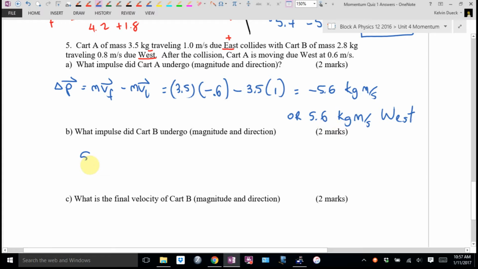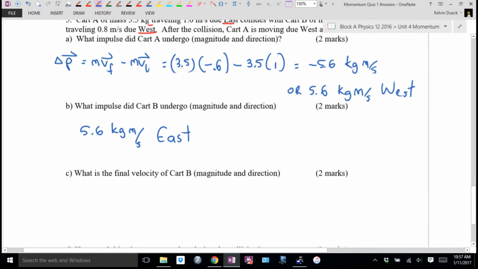So, 5.6 kilogram meters per second east. Now I'm going to pause and I'm going to say, is that right? Do we agree? And this time you're going to give me some feedback. You guys are my error checks. I do make mistakes.